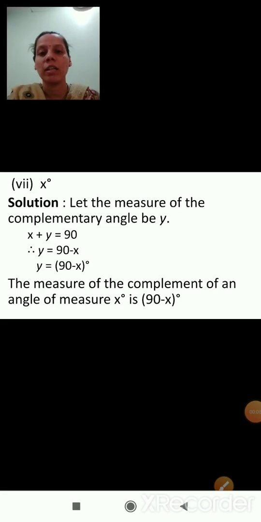So today we have completed question number 1. I hope you are clear with all the sums. We have seen the definition of complementary angles. What is the definition? If the sum of two angles is 90 degree, then they are known as complementary angles. Then we have solved the sums.